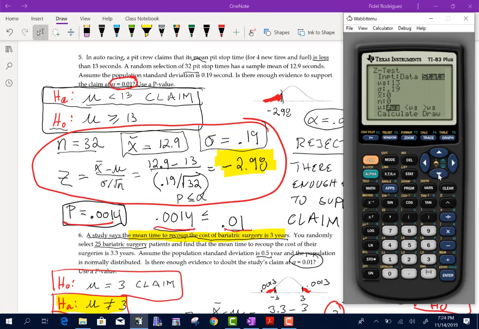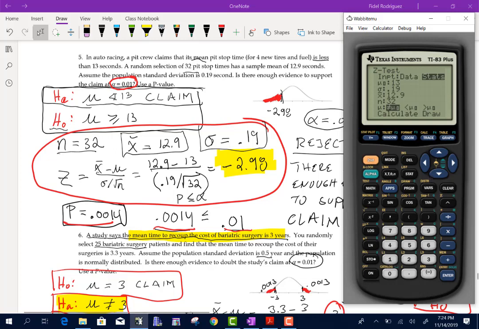And our x bar, what was our x bar number? 12.9, right? Okay. And then our n, what was our n in this case? 32, right? Okay. And then we have to figure out, is this a left tail test, right tail test, or two tail test? Guys, do you remember how would I know? Which is the one that I look at?